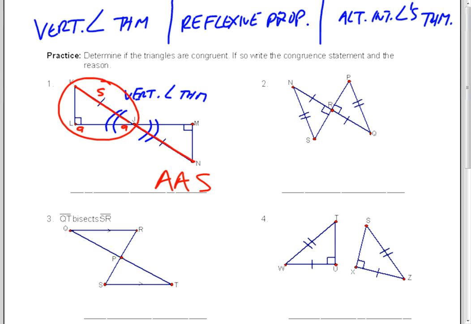In number 2, I can't add anything to it. It's already got the vertical angles with the right angles right there. Try HL. Is a hypotenuse equal to another hypotenuse? Yes. Is a leg equal to another leg? Yes. You've got HL. I will leave the congruent statement to you. Why?